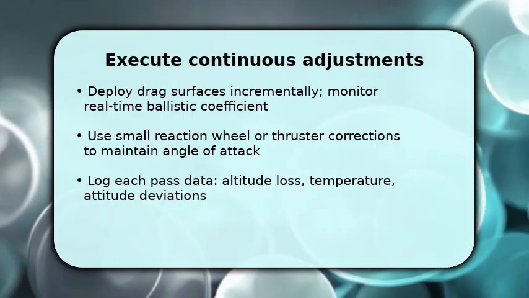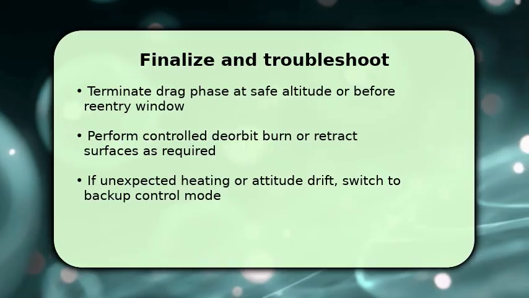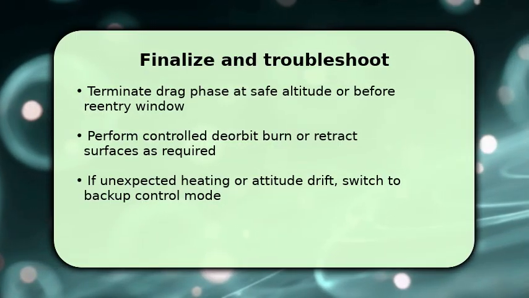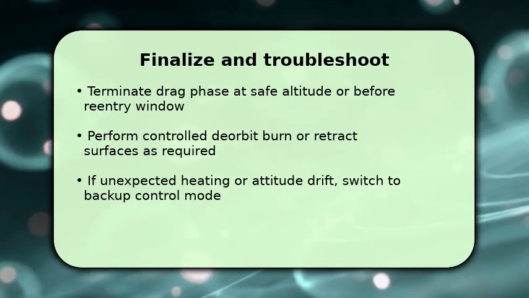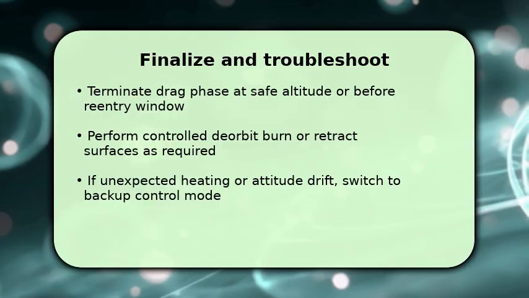You finish by timing termination. Retract surfaces or perform a controlled deorbit burn when you reach the safe re-entry window or target altitude. Once the final adjustments are set, confirm telemetry and command redundancy to avoid last-minute failures.